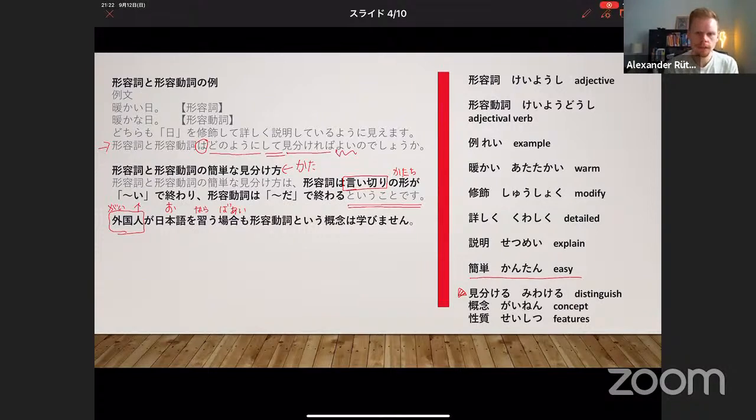Keiyoudoushi, 形容動詞, adjective verb. という, yeah, it's a quotation part. 形容動 and 詞, something like, yeah, quotation. And next one, here.